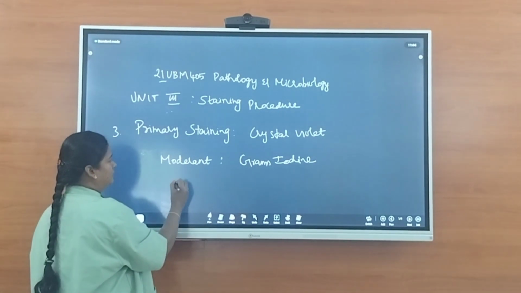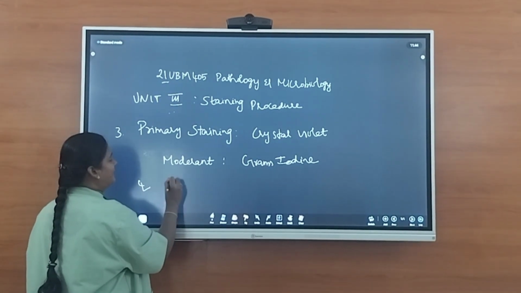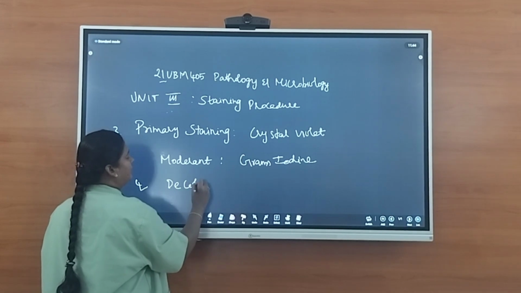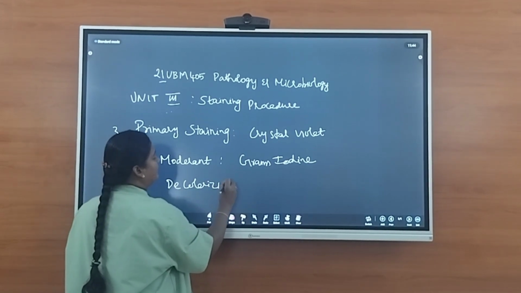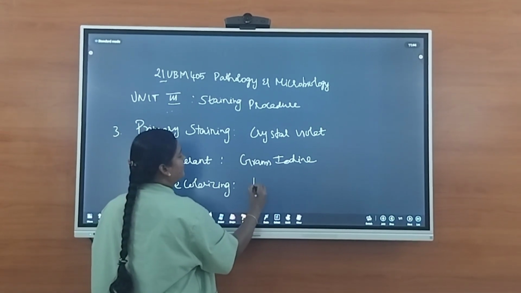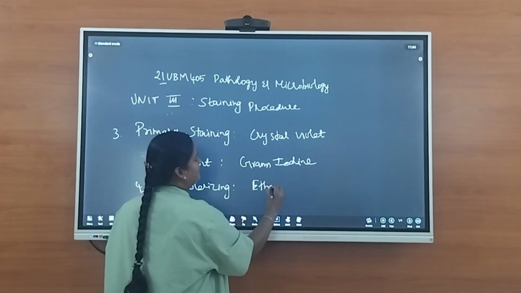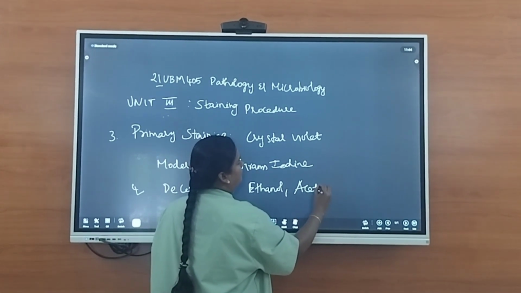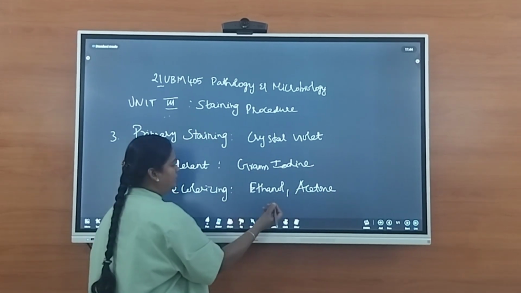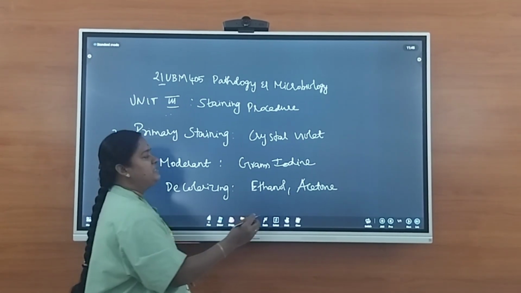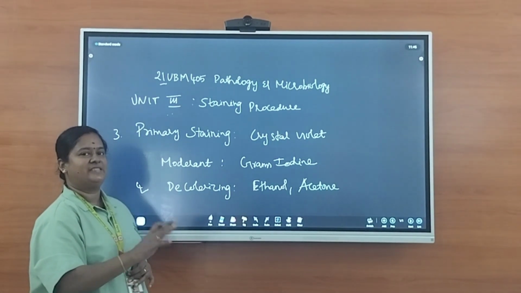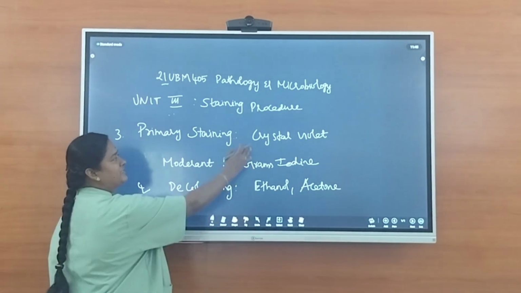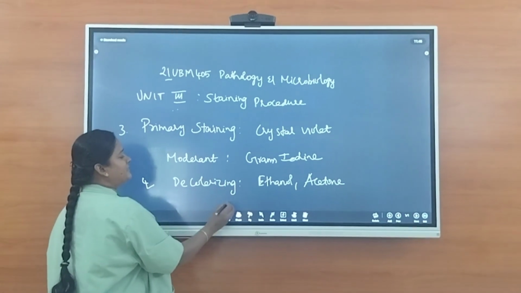Then the fourth step is decolorizing. Decolorizing means we can use either ethanol or acetone as a decolorizer. While adding the decolorizer, if it is gram positive, the stain won't be removed. If it is gram negative, it is removed; that is, the crystal violet is removed if it is negative.